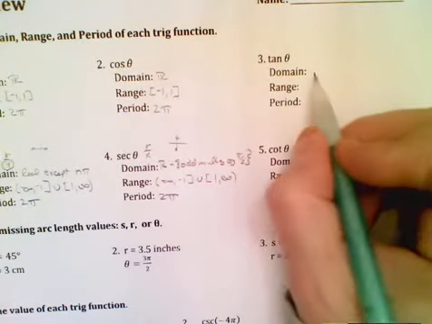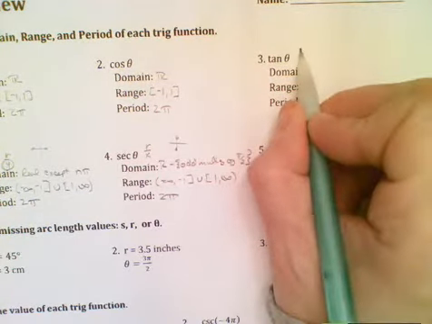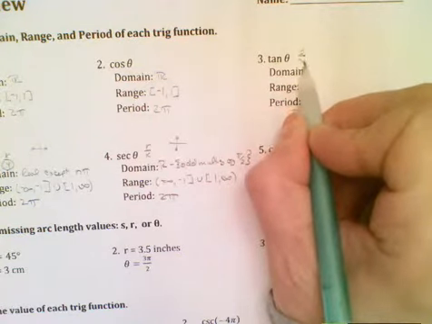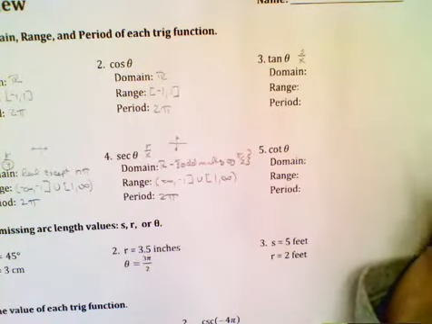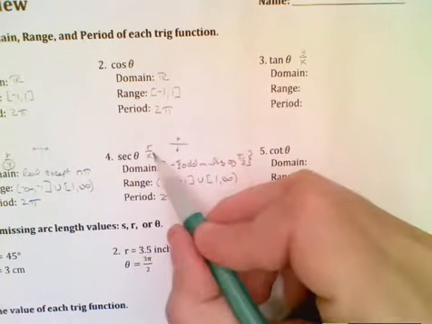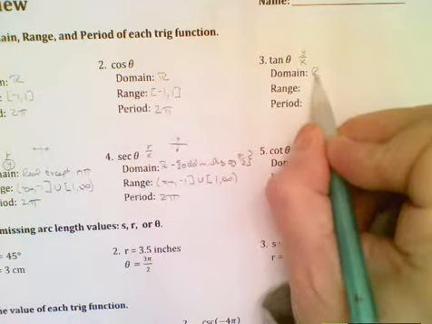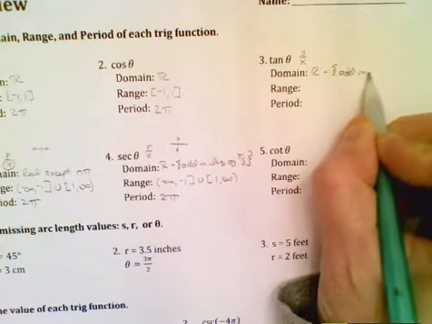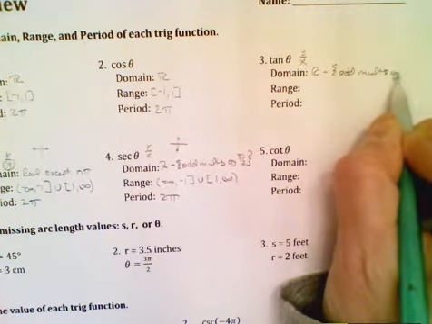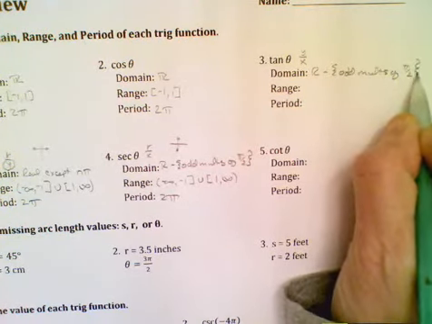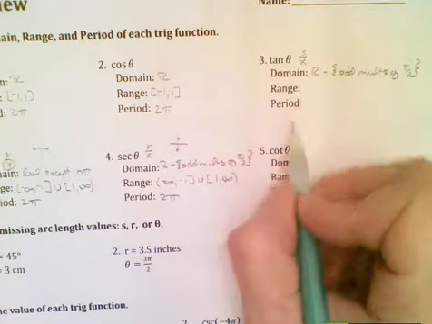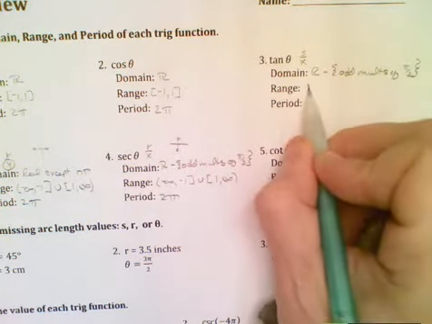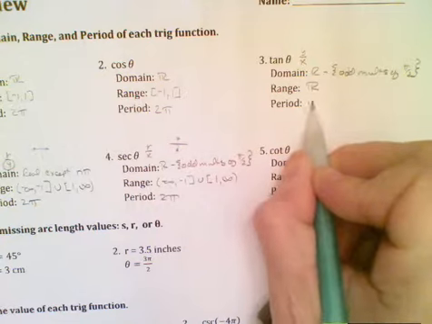For tangent, domain is, again, you got to think about where is it undefined. Tangent is sine over cosine or y over x. So it's undefined the same as secant. All reals minus those odd multiples. Odd multiples of pi over 2. The range of tangent, though, remember what the graph looks like. That range is all reals. The period is pi.